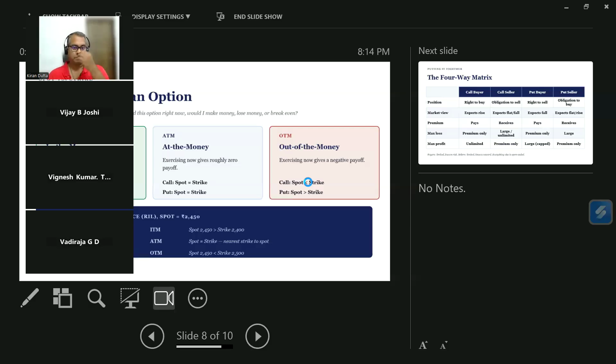In that slide, what we were able to understand is, you were mentioning the analogy: strike less than spot is equal to in the money, and otherwise, right? Here I am able to see that there is something called call or put, and here it is all in the opposite. So how do we relate it, sir?